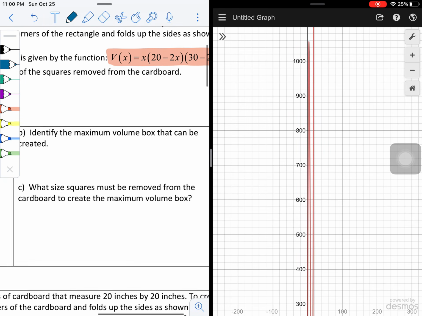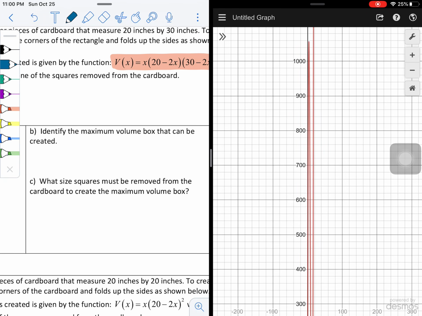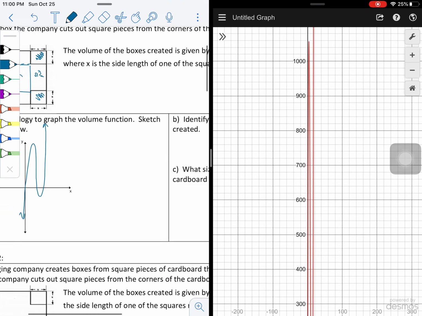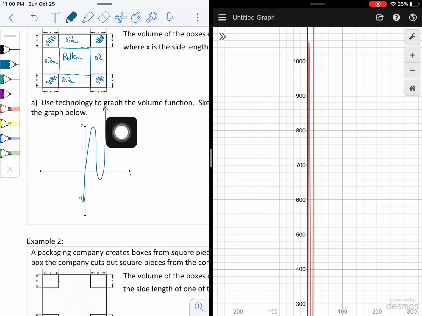All right, so part B says to identify the maximum volume box that can be created. Now, you might say, well, wait a minute, it's a cubic function, so that volume could be infinite. The problem is at a certain point over here in your function, you're actually going to be eliminating more x's than you have possible.